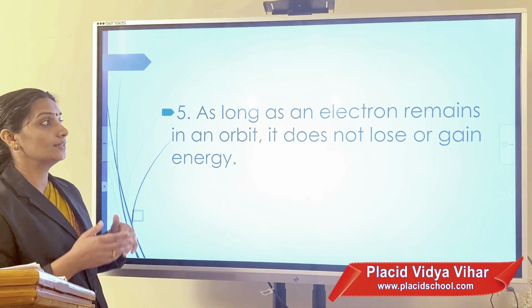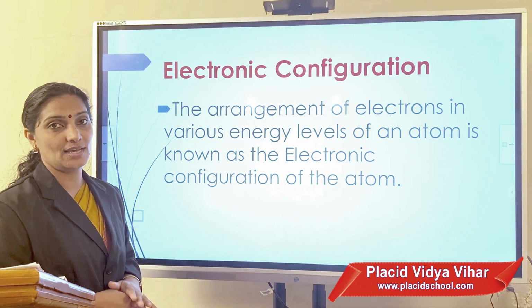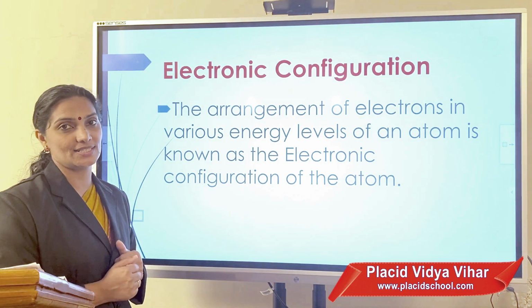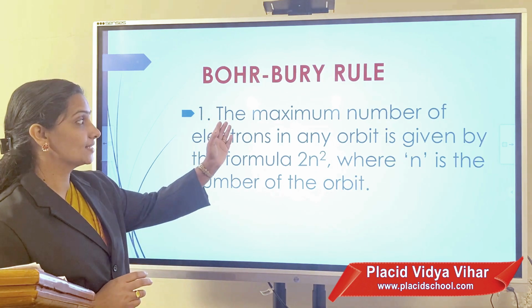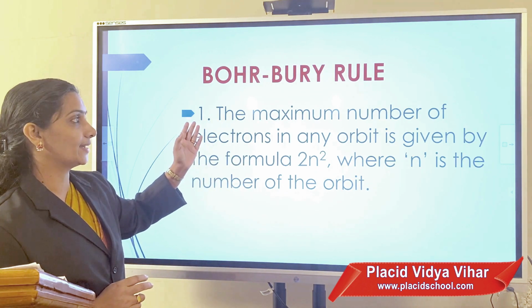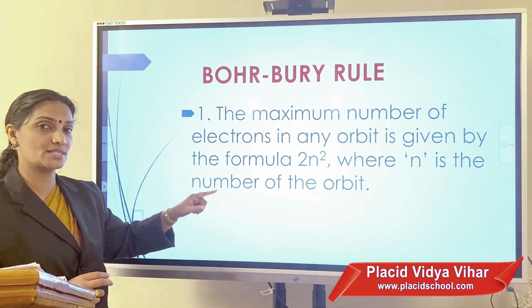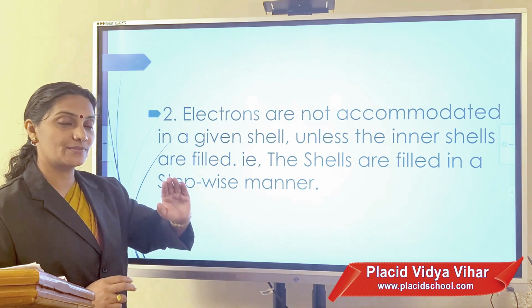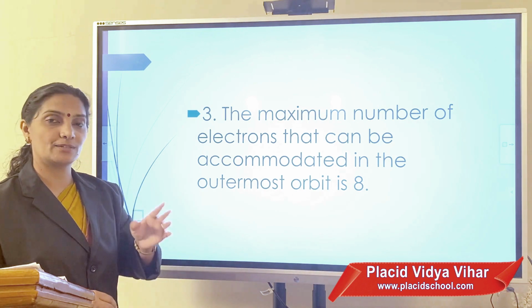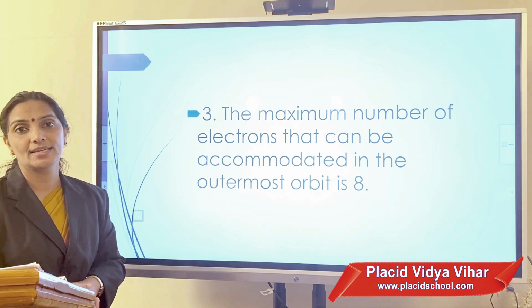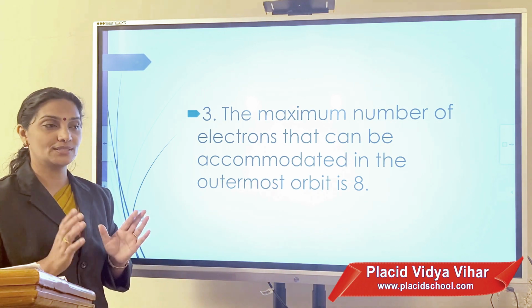After that, we moved to the Bohr-Bury scheme, electronic configuration, the arrangement of electrons in various shells. This is governed by the Bohr-Bury rule, which has different laws, like the maximum number of electrons in a shell can be calculated by the 2n square formula. Then electrons fill in different shells in a step-by-step manner, and the maximum number of electrons in the outermost shell is 8. By this, we conclude the session.